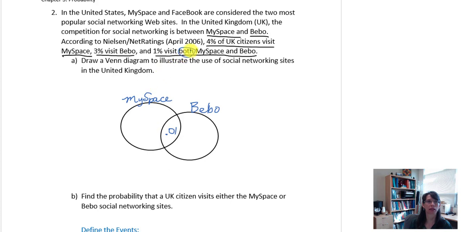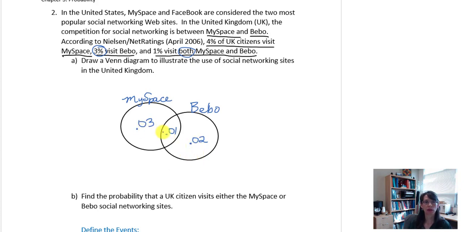Next, I'll go back to MySpace. It says 4% of UK citizens visit MySpace. So that means the total for event MySpace needs to be 4. If I already have 1% accounted for, that leaves 3% or 0.03 remaining for MySpace. In a similar way, we'll look at Bebo. The total is 3%. I already have 1% accounted for, so 3 minus 1 would leave 2% or 0.02 remaining for Bebo.